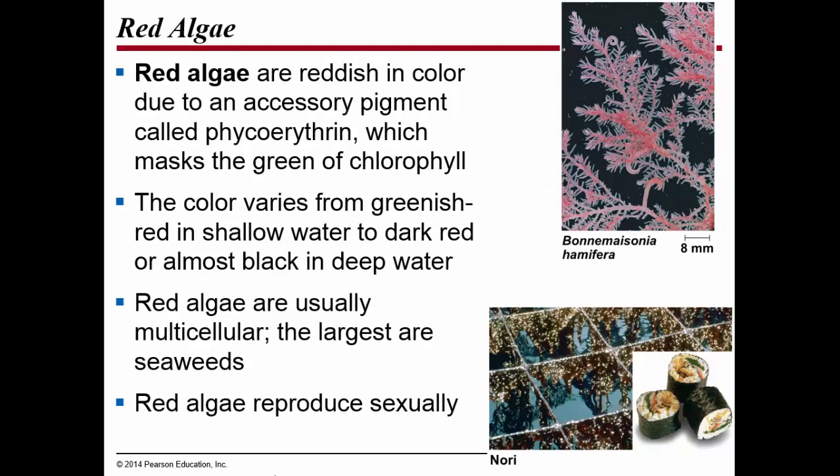Okay, now let's talk about the red algae. Okay, in addition to chlorophyll, they also have a red photosynthetic pigment. Okay, this pigment is called phycoerythrin, and the mixture of this pigment and the green chlorophyll gives these organisms kind of a reddish or maroon coloration. Okay, and the amount of this pigment relative to chlorophyll causes the exact coloration of these organisms.